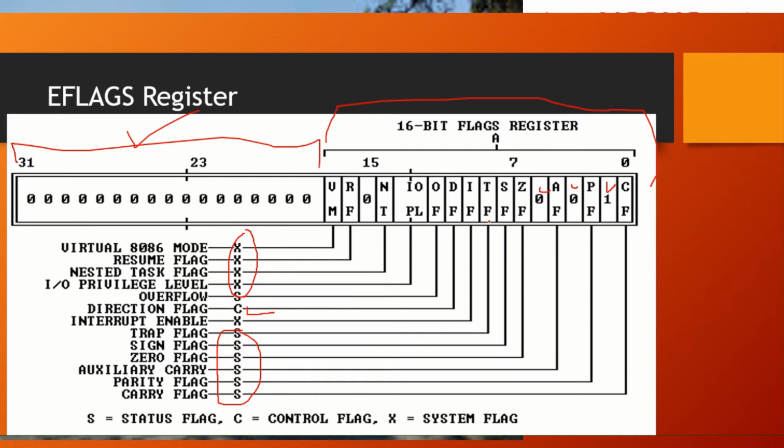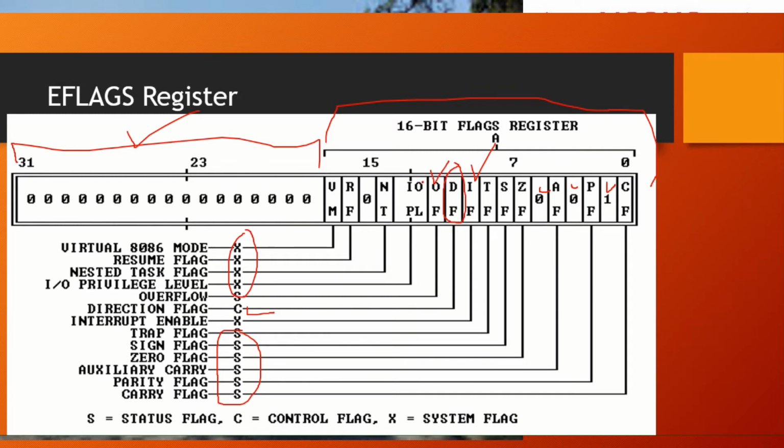Next is the TF flag, the trap flag, which is another status-related flag. Then IF, the interrupt flag, shows information related to the system operation. Then DF is a control flag which is basically used in string operations. It is called the direction flag. OF is called the overflow flag, and it is also a status flag which shows information related to the instruction execution.